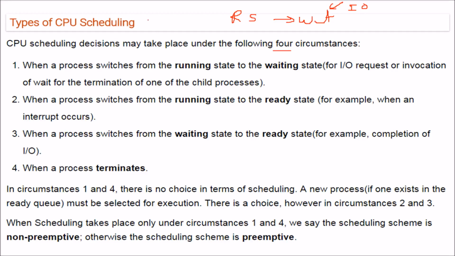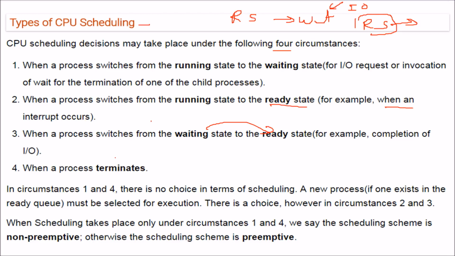The second is when the process switches from the running state to the ready state. Now it has come to the ready state, and you have to give it to the processor, maybe because an interrupt has occurred. Third, when a process switches from the waiting state to the ready queue. Now it is in the ready queue, maybe because some input output has been completed.